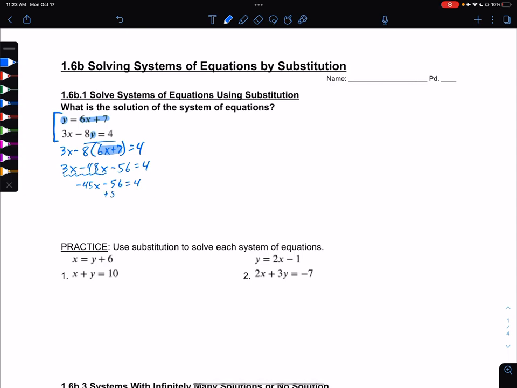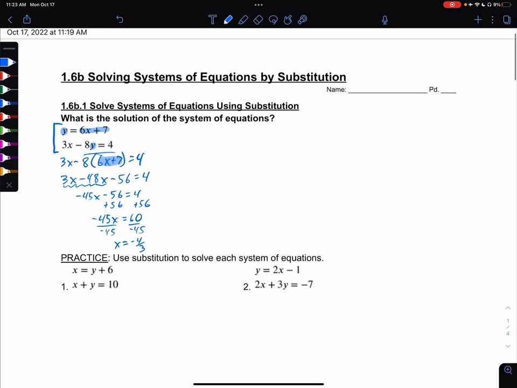Then add 56 to each side. Get negative 45x is equal to 60. And then finally we would divide by negative 45. And x would be equal to, now you will wind up with a decimal here. So we're just going to keep it in fraction form, and if we were to reduce that to a fraction, we would have negative 4/3. And that would be our x value.